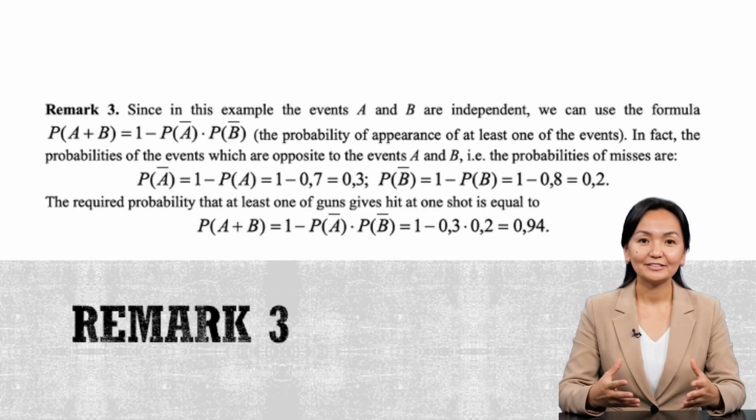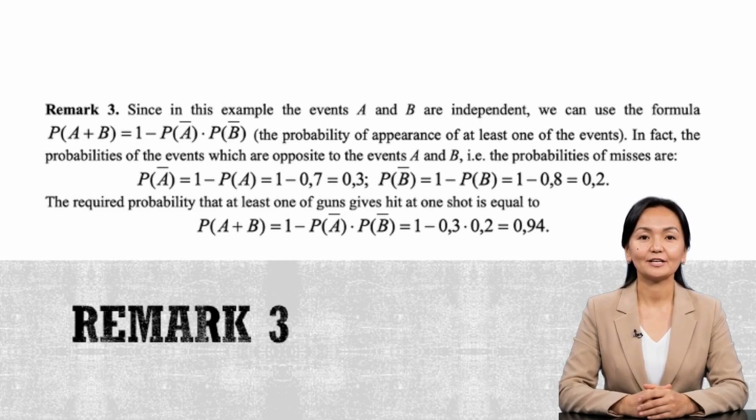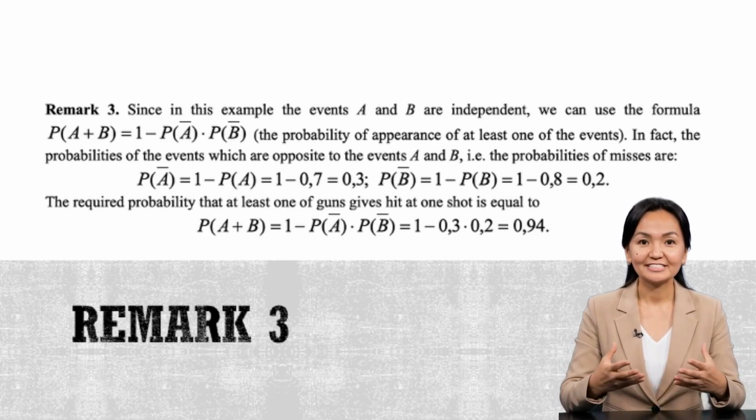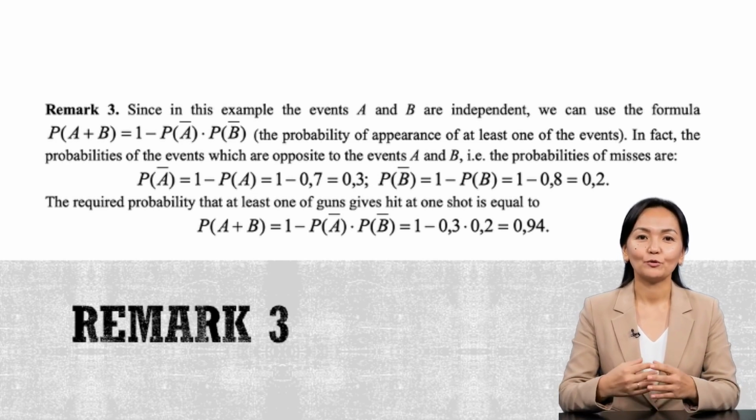The probability that the first gun misses is 1 minus 0.7, which equals 0.3. The probability that the second gun misses is 1 minus 0.8, which equals 0.2. The probability that both miss is 0.3 times 0.2, which equals 0.06. Therefore, the probability that at least one hits is 1 minus 0.06, which equals 0.94. This gives us the same answer as before, which provides a useful check on our calculations.